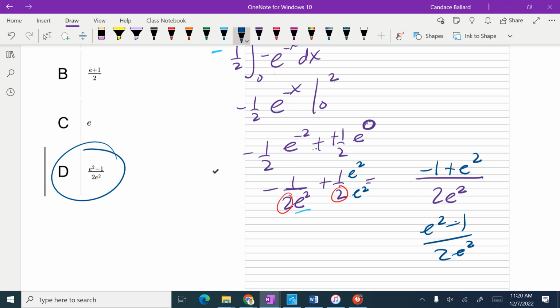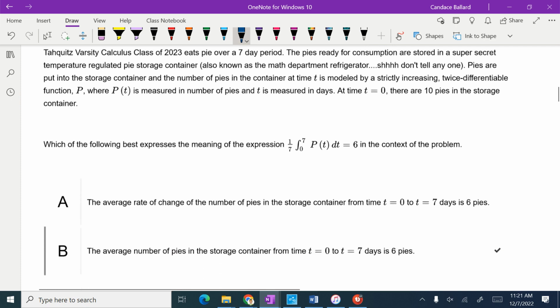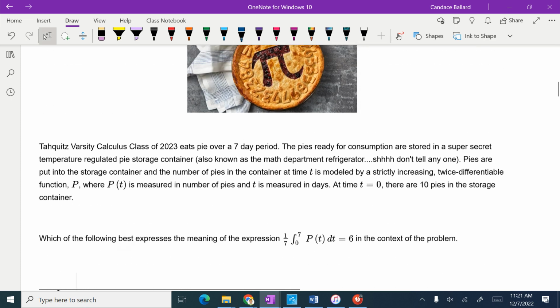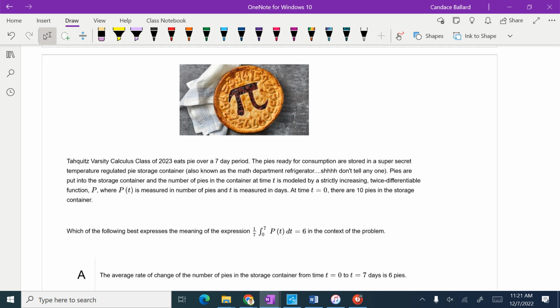Okay. Oh, this one shouldn't be bad for us to do. We should definitely get this one in. All right. The Tockwitz Varsity Calculus Class of 2023 eats pie over a 7-day period. The pies ready for consumption are stored in a super secret temperature regulated pie storage container, also known as the math department refrigerator. Shh, don't tell anyone. There is a refrigerator out there, by the way. 3rd period kids asked me.